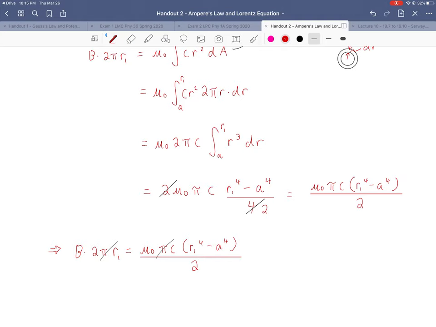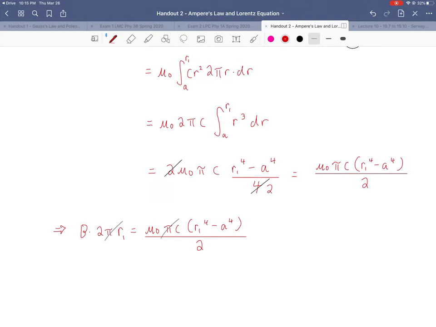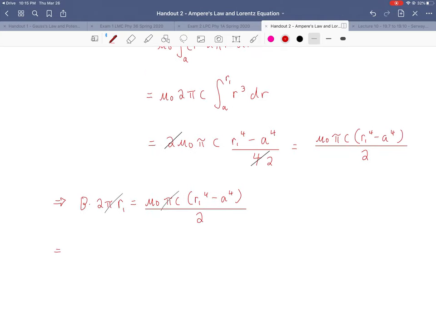Okay. So then, what I would do is I'm ultimately trying to solve for the magnetic field, solve for its exact strength. So when I do that, I'm going to have B equals, and then I have my R to the fourth and so on. Let's see. Looks good.